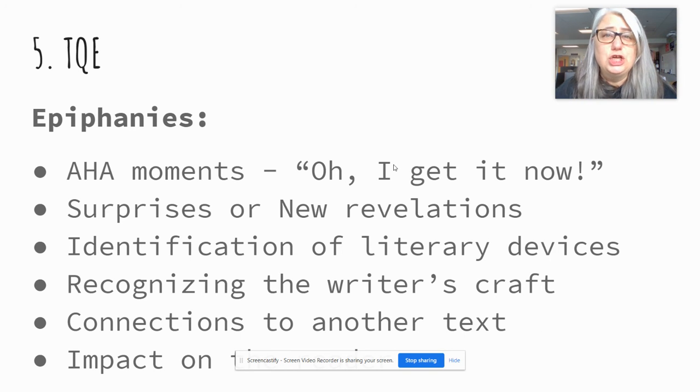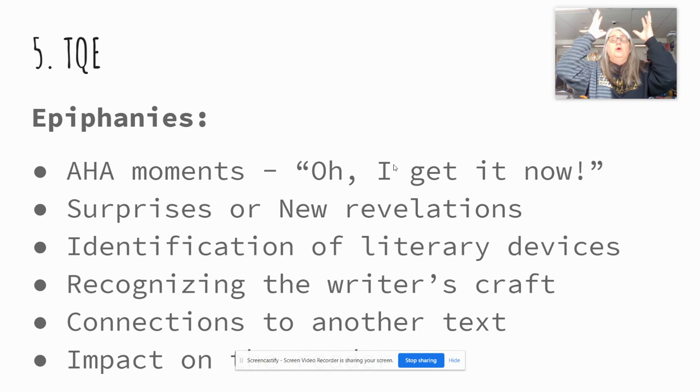The last thing in the TQE is an epiphany. An epiphany, what is that? Well, an epiphany is a new idea. It's something that comes to you all of a sudden. It's like inspiration, or it's a new thought that you hadn't had before. So the types of epiphanies you want to be looking for are those aha moments, or I like to call them the light bulb moment. When you see like a cartoon character and the light bulb comes on and they're like, oh, I get it now. That's an aha moment. That's an epiphany. It's like, oh, I didn't know this. I just read this. Now I understand.